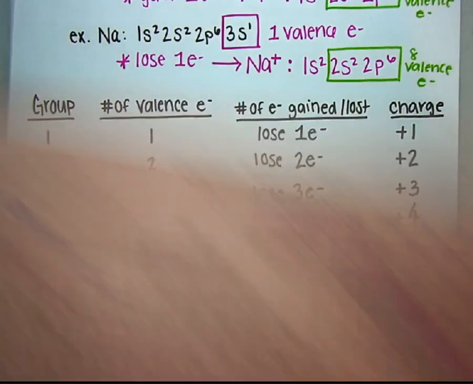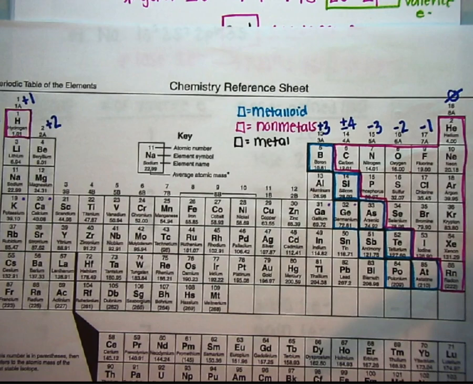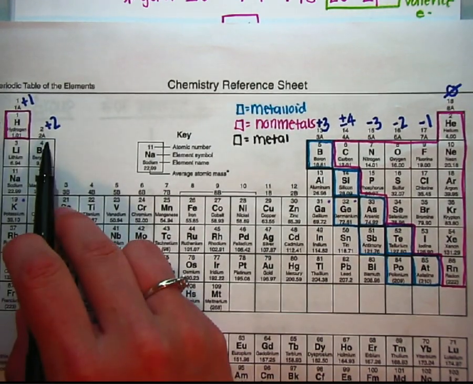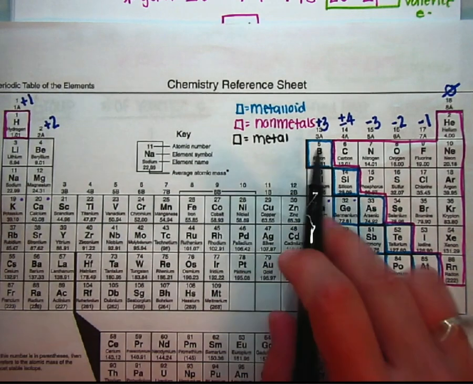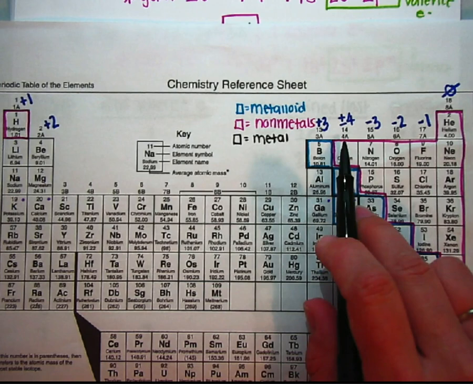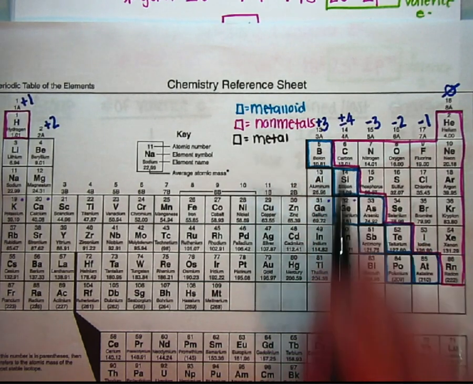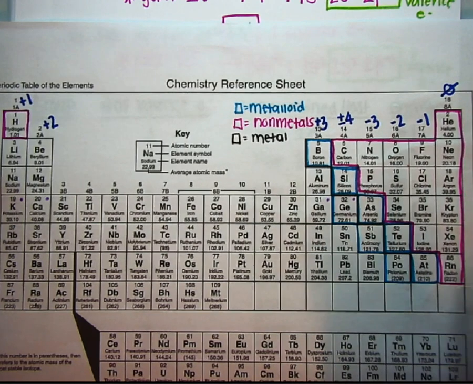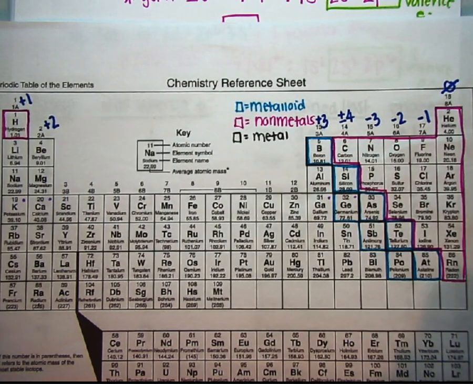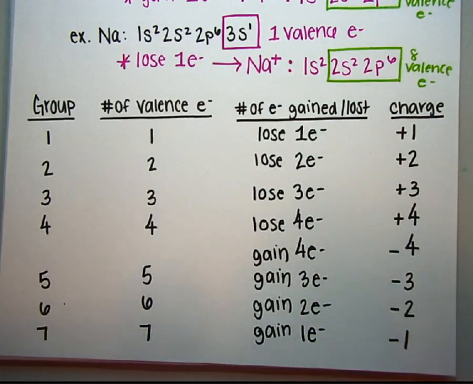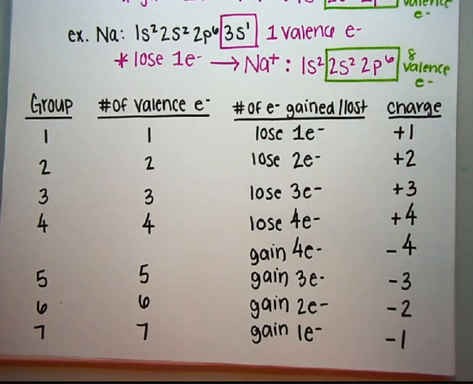If you haven't done this already, grab your periodic table. Above group 1, write +1. Above group 2, write +2. Above group 3, write +3. Above group 4, we're going to do plus or -4. And then -3, -2, -1. You could put a 0 above the noble gases because noble gases already have 8 valence electrons, so they are not going to ionize.